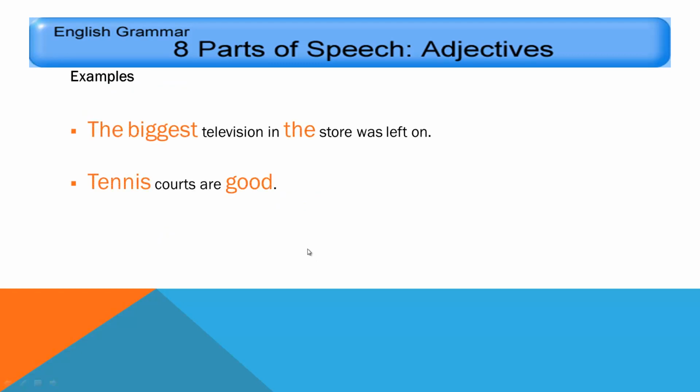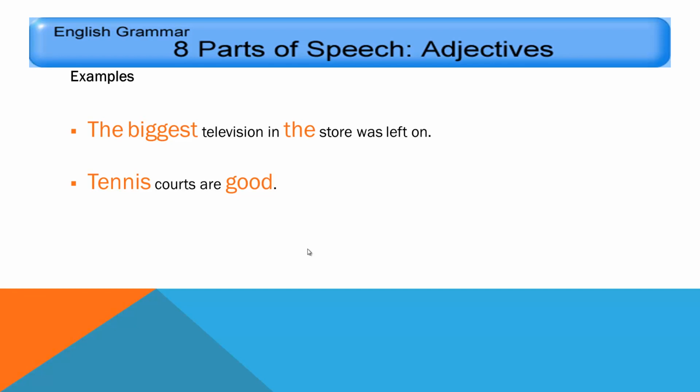Let's look at a few more examples here. The biggest television in the store was left on. You'll notice I'm marking the as an adjective. The articles a, an, and the are always going to be adjectives. And they act as adjectives because if I say something like, the store is big, there's a difference between the store is big and a store is big. If I say a store, I'm not talking about any particular store, while if I say the store, I clearly am talking about a particular store. So the or a really do modify that word store in the sentence. And so they function as an adjective.